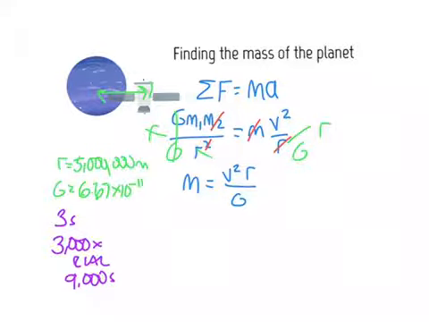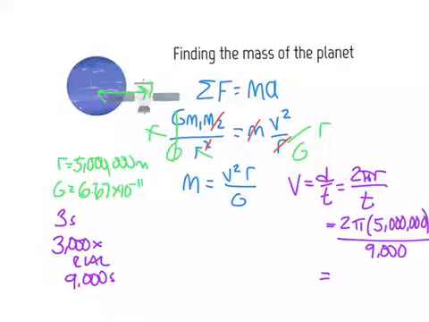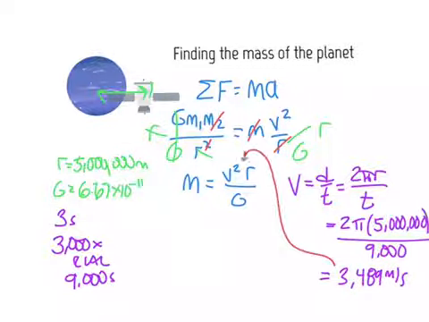So now to get v, remember v is distance over time, which is 2 pi r over our time, which is 2 times pi times our radius, or the distance between the planets, which is 5 million meters, divided by our 9,000 seconds. So we can do the calculation, and we get 3,489 meters per second. And we can use that value in here for our v squared.